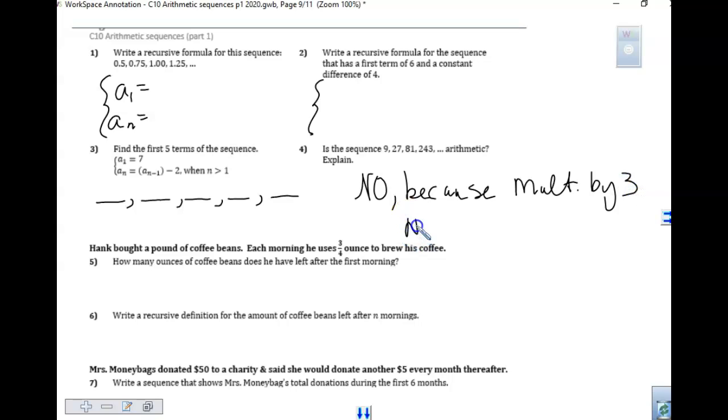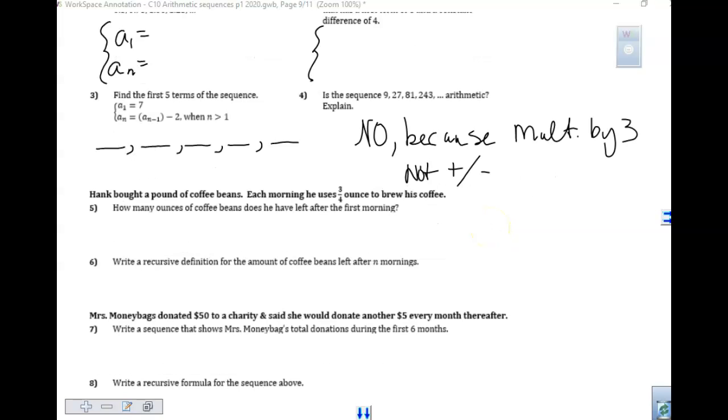Not adding. Right? There was not an addition or subtraction. Okay? All right. So it is important that you know that this is 16 ounces in 1 pound. Okay? And it says each morning he uses 3/4 of a cup, 3/4 of an ounce to brew his coffee. How many ounces of coffee does he have left after the first morning?